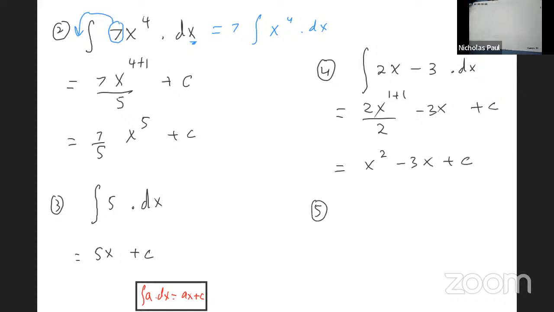Let's try the next one like this. Try this one here. Right? Avani, Hamlet, message your answers, right? Please. Let us see what you get. The integral of 4x minus 2 dx.